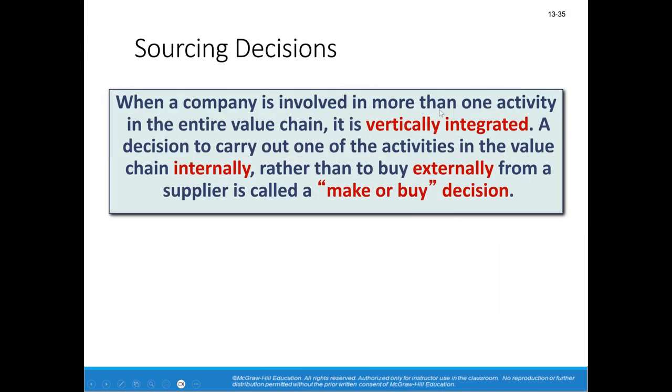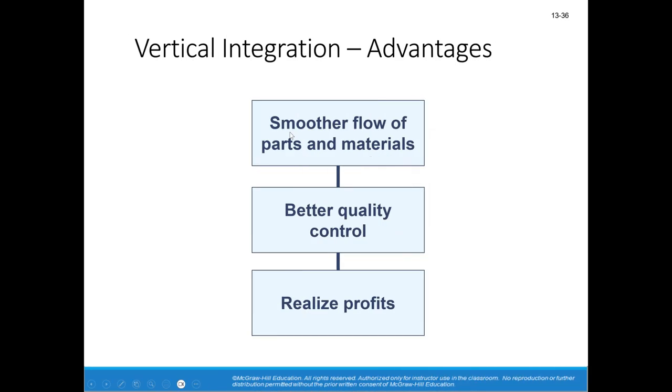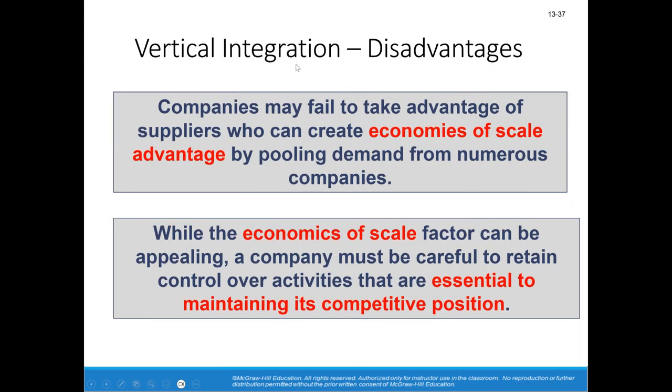So when a company is involved in more than one activity, it's vertically integrated. So this is going to be a make or buy decision. Advantages: smoother flow of parts and materials, better quality control, and you do realize some profits. Companies may fail to take advantage of suppliers who can create economies of scale. So a larger manufacturer may be able to do it cheaper because they're more efficient. While that's a factor, the company must be careful to retain control over those activities. So if you get it for a cheaper price, but then you don't get it on a timely basis, that's not good.